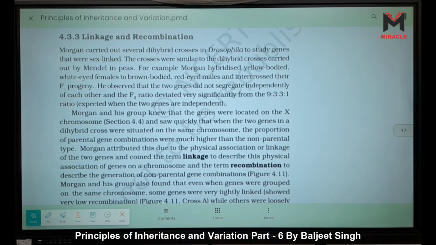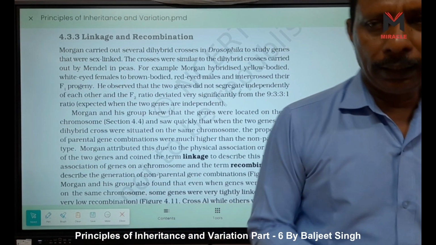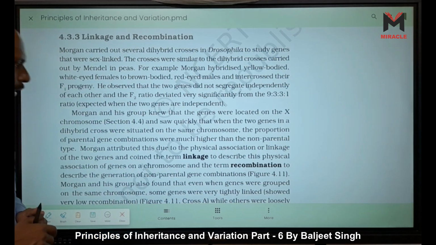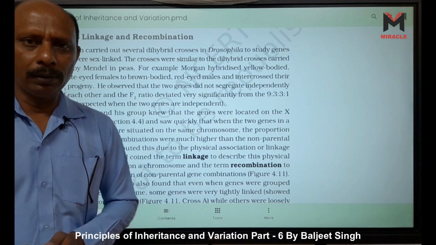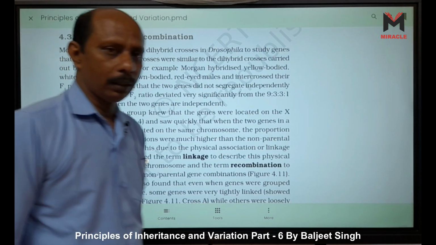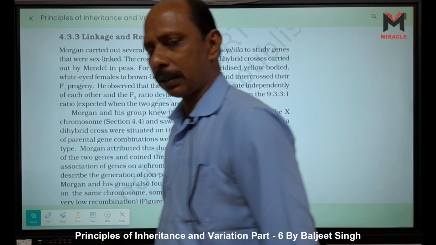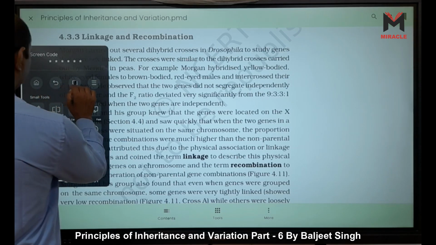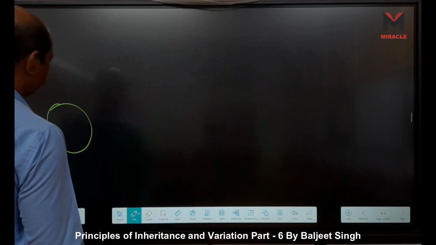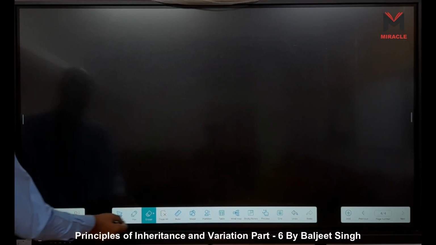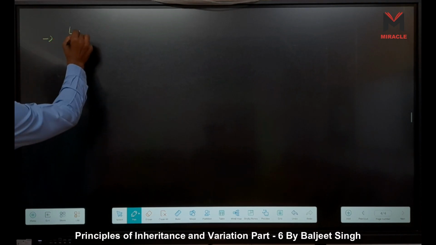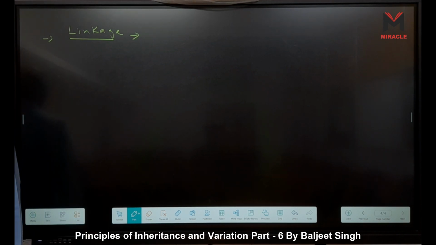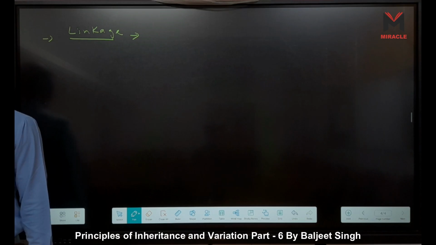Now, linkage and recombination. Before going to read this point, I think first we have to read about some terms about linkage. What is linkage and how is it affected by other factors? Now the first question is, what is linkage?